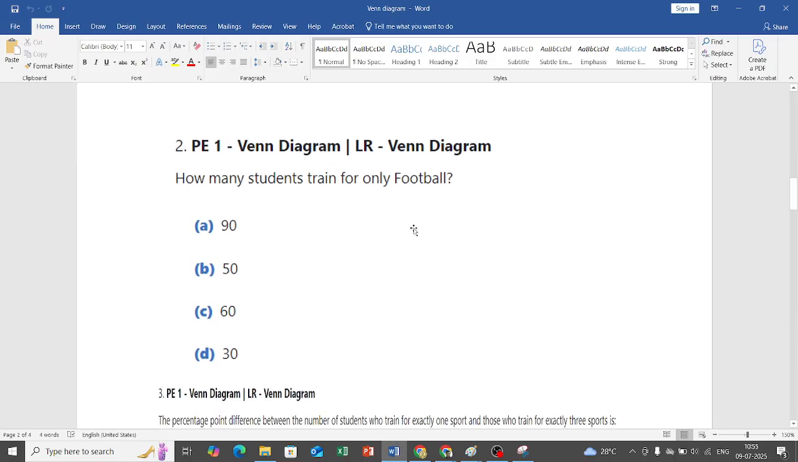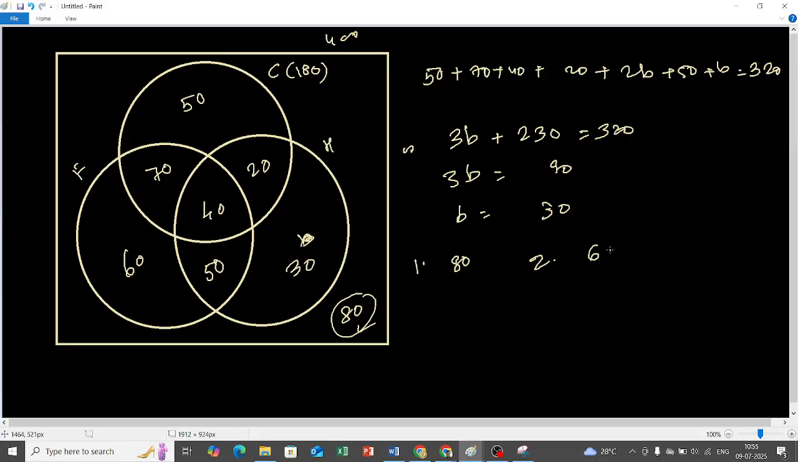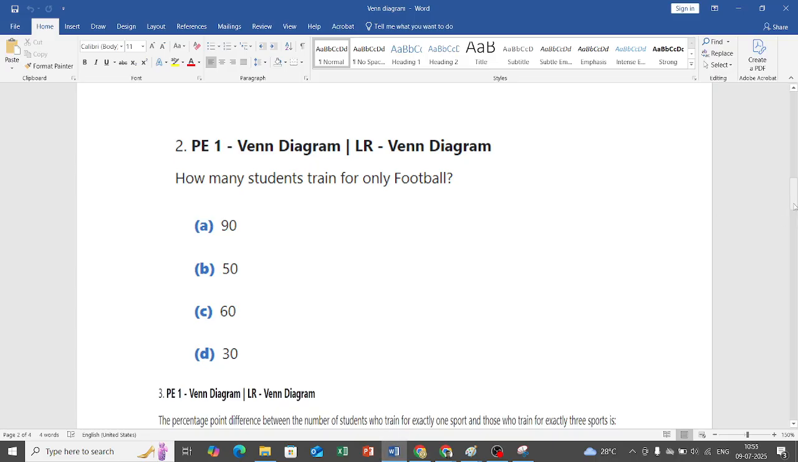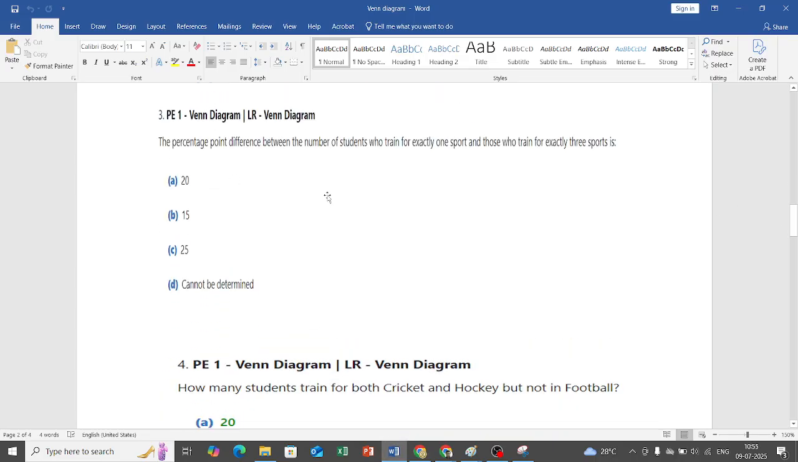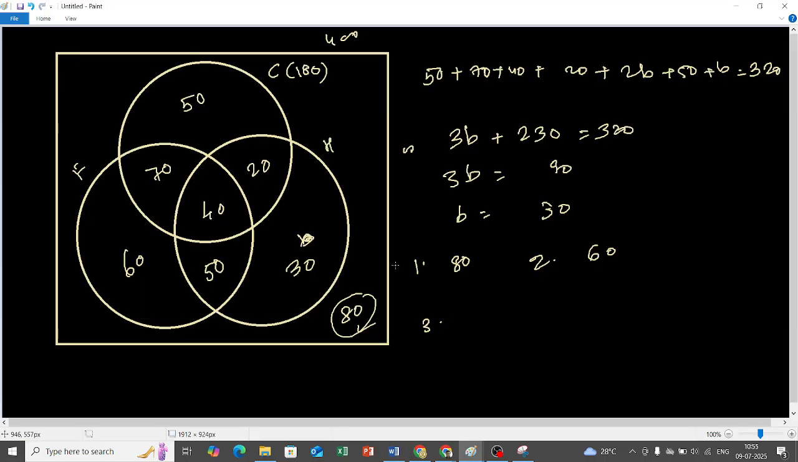How many students train only for football? 60. What is the percentage point difference between the number of students who train for exactly one sport and those who train for exactly three sports? What is the meaning of percentage point difference? Percentage point difference means the difference between two percentages, just the difference between two percentages.